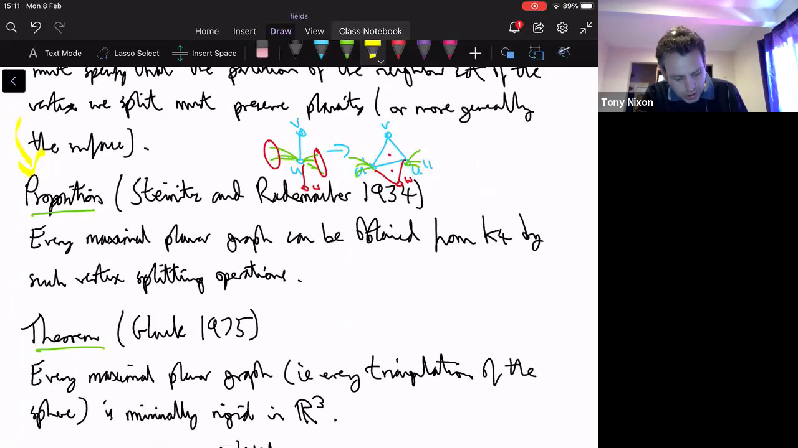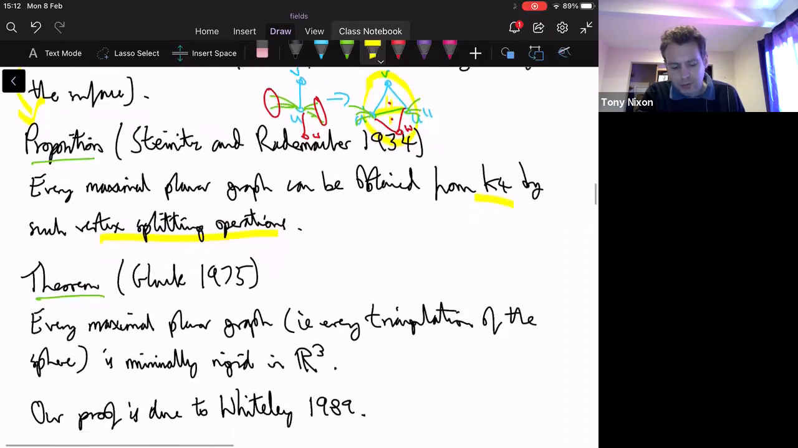And so let me just say the proposition and then really the rigidity corollary. Steinitz and Rademacher proved that every maximal planar graph can be obtained from K4 by vertex splitting operations. So they showed that in any maximal planar graph, you have two edge-sharing triangles like this, and you can contract an edge, and you can contract most edges in a maximal planar graph.